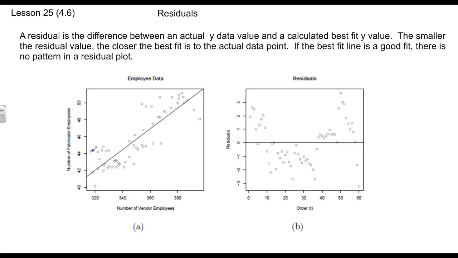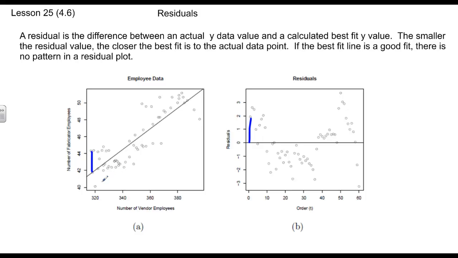A residual is calculated by taking the difference from a point to the line and graphing how far away from that line is that point. Now this appears to be somewhere around 41 and this is somewhere around 44 plus. It's a difference of about 2-ish. So you'll see this point is indicated by a residual value of 2 away from the best fit line.